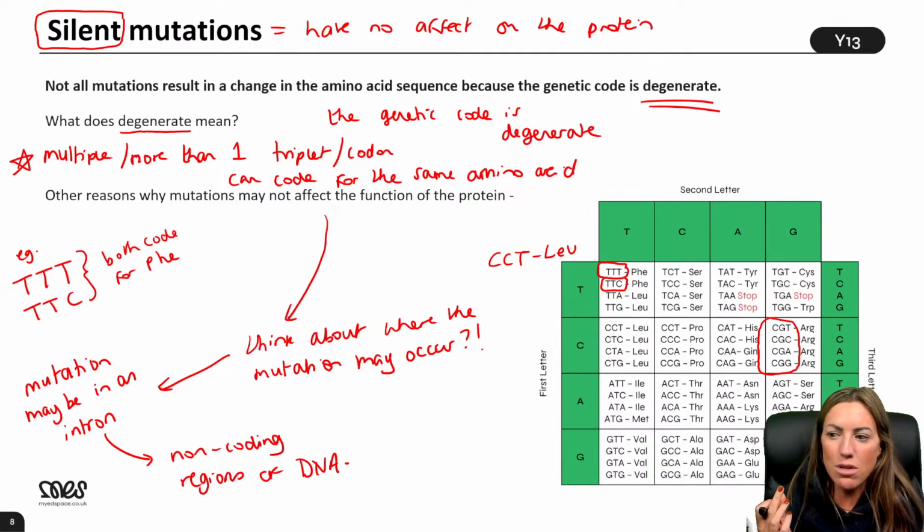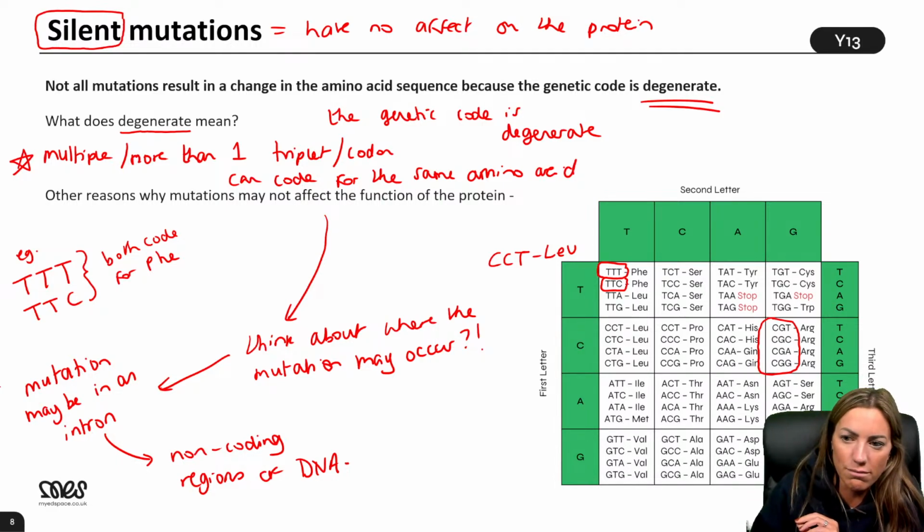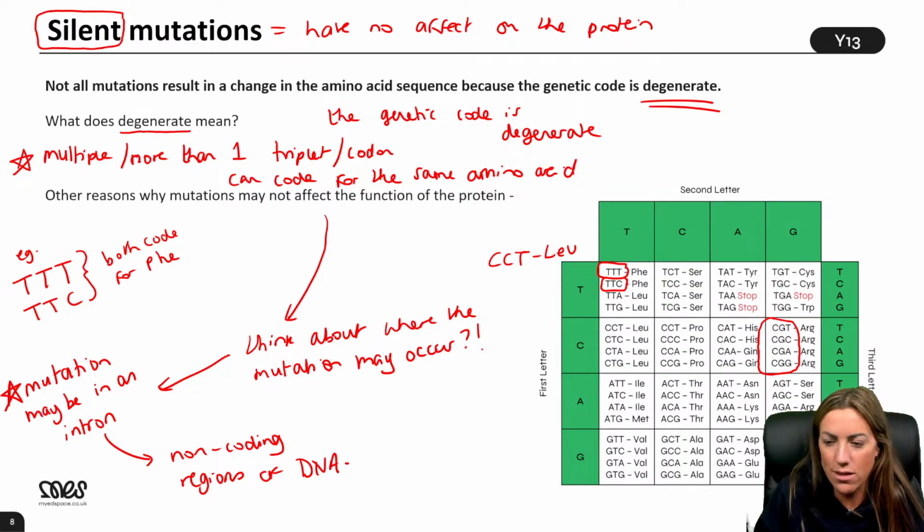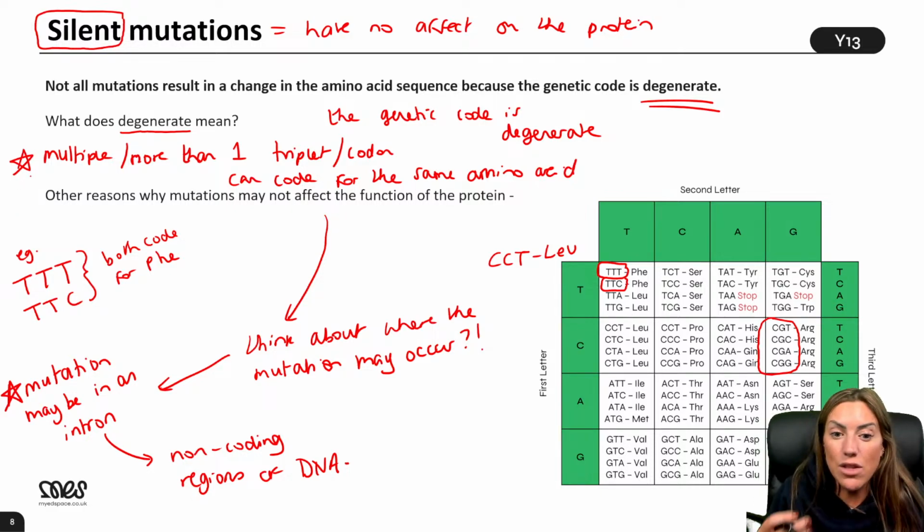It might be that the mutation is in an intron. You could give that as a reason for why the mutation has no effect on the protein. Or it might be because the genetic code is degenerate, because even though there's a mutation, it still codes for the same amino acid.